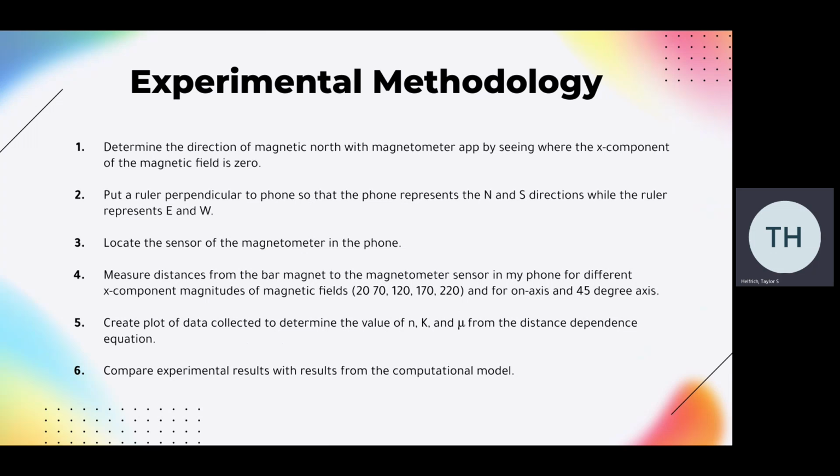Next we'll measure distances from the bar magnet to the sensor in my phone for different x component magnitudes of magnetic fields, and for on-axis, perpendicular axis, and 45-degree axis. Next, we'll plot all of the data collected to determine the value of n, k, and mu from the distance dependence equation. And then we'll compare experimental with computational results.